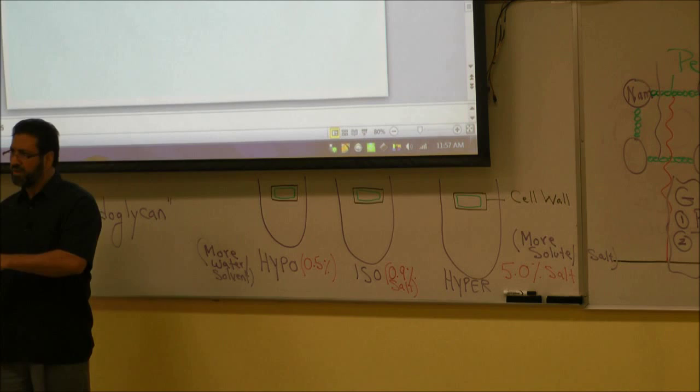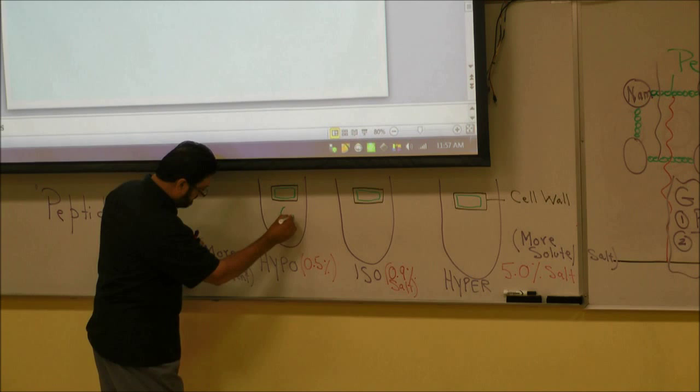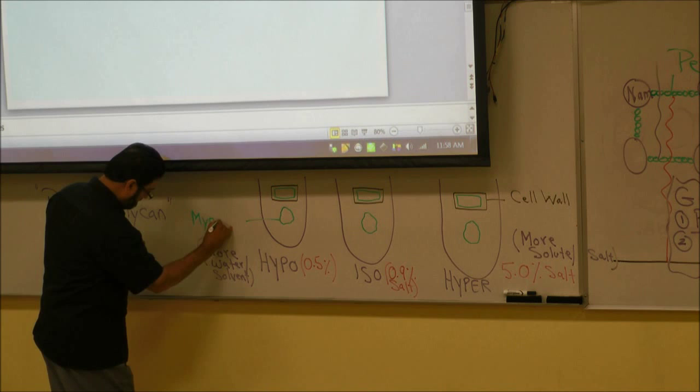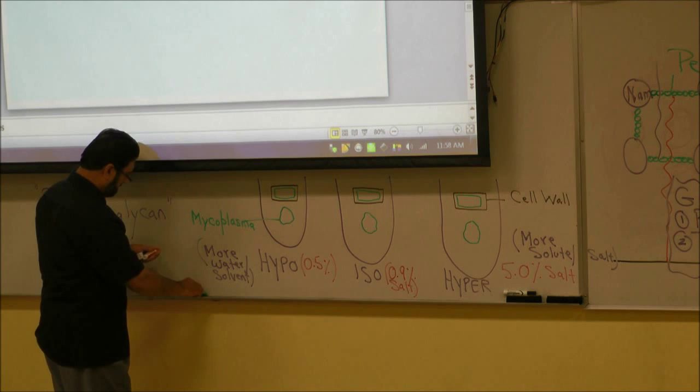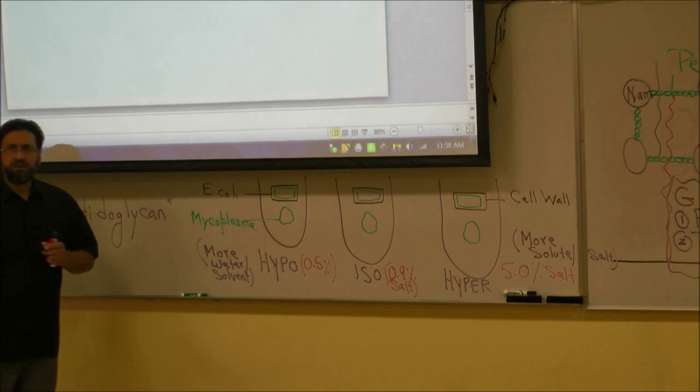Okay, so put one more cell. Let's put mycoplasma here. Okay, so this is mycoplasma. And this is your, let's call this E. coli. Or Staph aureus. E. coli is better, it's rod shape. So in each test tube, we have one E. coli and one mycoplasma.